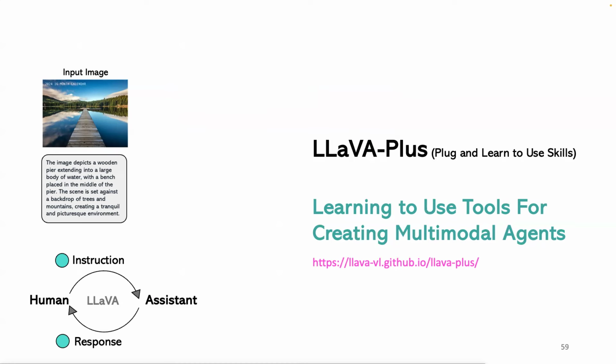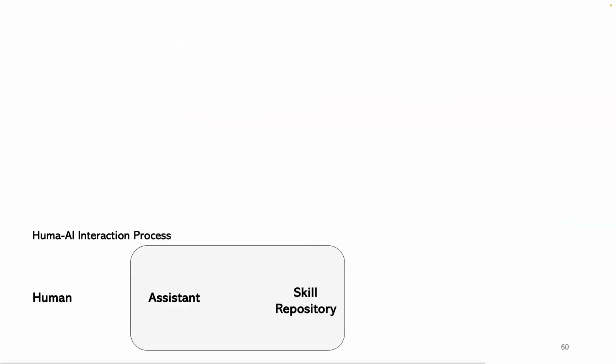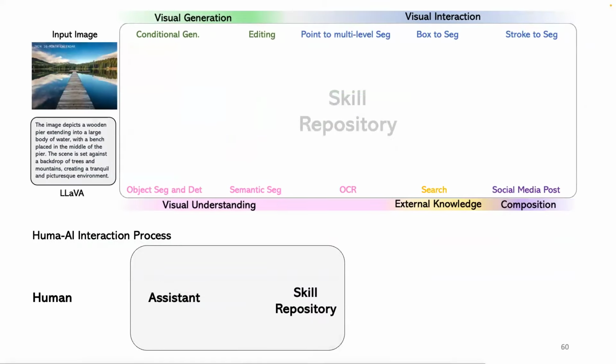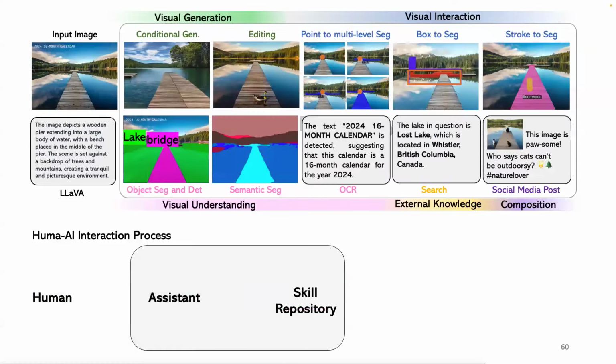And we noticed this limitation, and then we introduced LLaVA-Plus, where we introduce a concept called a skill repository. It is essentially a set of pre-trained models, a set of vision experts that are designed for different scenarios or different tasks. And it includes models for visual generation, visual understanding, and interaction.